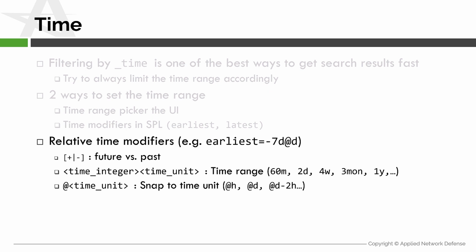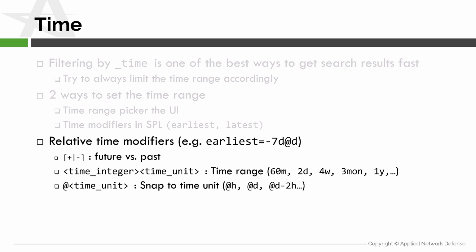So if it's now 3 p.m. on a Tuesday, then minus 7d would land me again on a Tuesday 3 p.m., exactly 1 week ago. But maybe I don't want to land on 3 p.m. Maybe I want to include everything from the start of the day, so I want to start exactly at 12 a.m. Then I would be able to add this @ sign here and then a snap to time unit. So I could do something like minus 7d at d. This would snap to the start of the day.